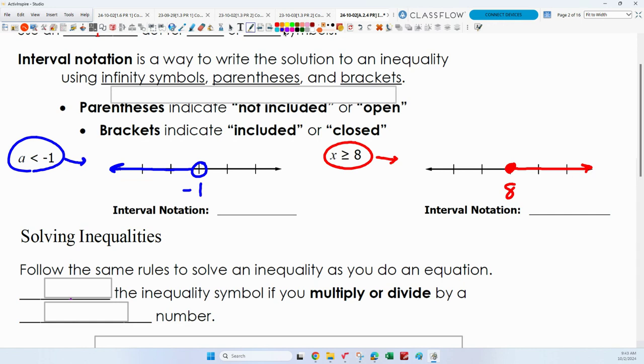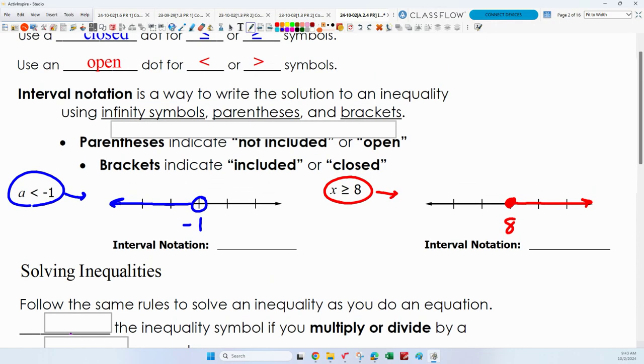I want to show you another way of writing these inequalities called interval notation. Interval notation really just goes with the graph. It matches the graph exactly. So how do we do interval notation? It's short and easy, very handy. It uses 3 ingredients. It uses infinity symbols, either negative infinity or positive infinity. It uses parentheses and brackets, and then a comma. And that's it.